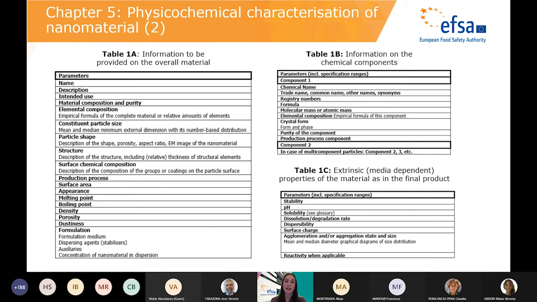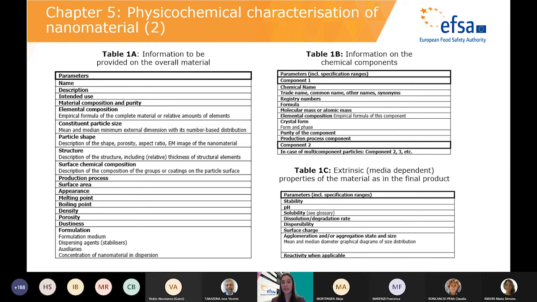In this slide, you can find a summary of Table 1, which is included in Chapter 5 of the guidance. Table 1 is divided into 3 subtables and provides a list of parameters and descriptors of data that should be assessed and taken into account. For example, in Table 1A are listed information to be provided on the overall material as general information like name, description, intended use, material composition, particle size, particle shape, and so on.